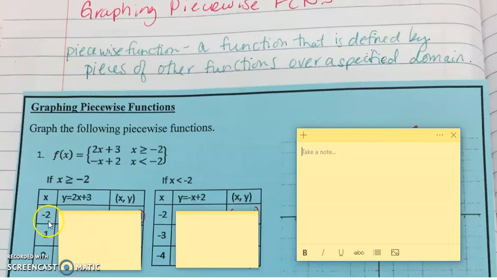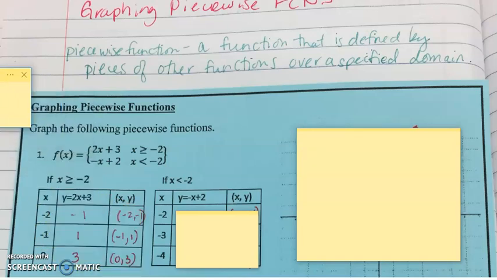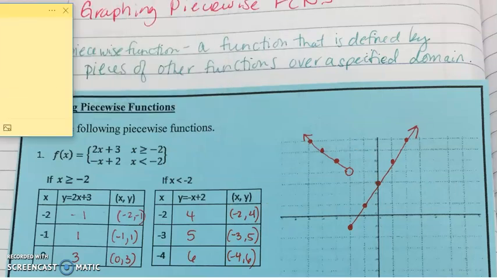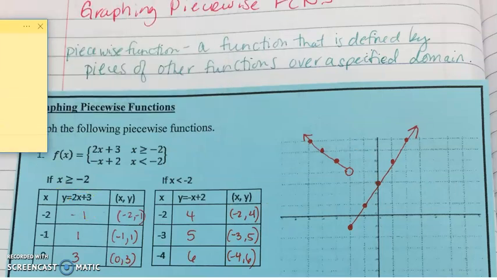And so I'm going to take these values and I'm going to plug them only into the 2x plus 3. When you do that for -2, -1, and 0, you get the y values of -1, 1, and 3. So the points that I'm going to plot are these here. I'll do the same thing for the second table. And then I'll get these y values here. And so these are the points that I'll plot. So when I go to plot these points, my graph will now look like this.